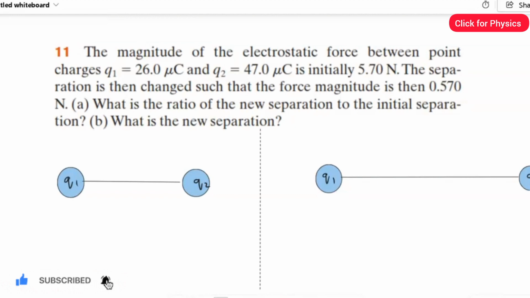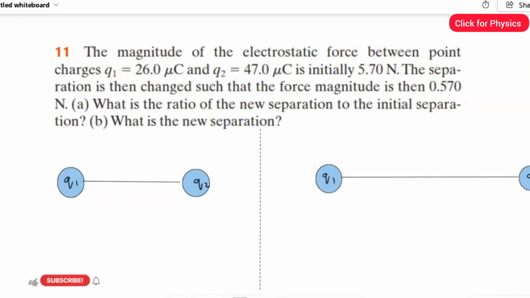The first question is, what is the ratio of the new separation to the initial separation? And the second question is, what is the new separation? Let's draw the diagram for this question. Here we have two cases, so we will go one by one. So you have to see the first diagram here.